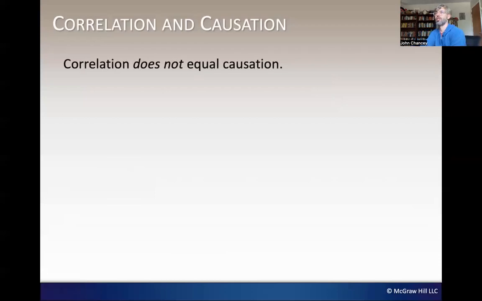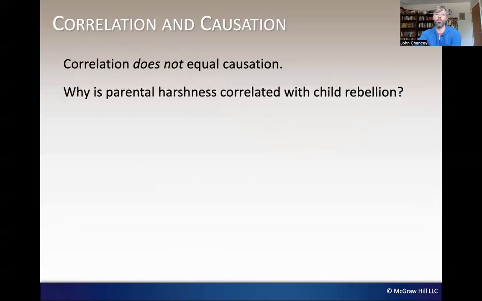But correlation tells us about the existence of relationships, but it does not tell us more than that. It does not tell us, does X cause Y? We cannot derive causation from correlation. So for example, why is parental harshness correlated with child rebellion? We can't say that. We can say that they're related to one another, but we don't necessarily know why.